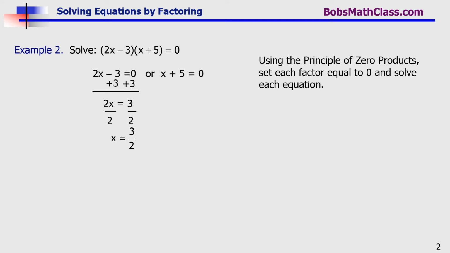In algebra, we can usually leave numbers as improper fractions unless it's a word problem. Then you would want to change it to a mixed number, 1.5, or if it's money, $1.50. Okay, the next one, just subtract 5 on both sides, and you get x equals -5. So those are our two answers, -5 and 3/2.